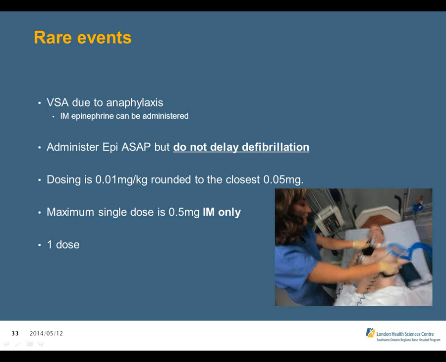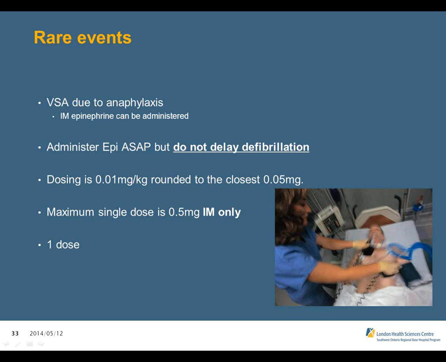We can give IM epinephrine to those who have anaphylaxis and become VSA. Again, do not delay defibrillation for that. Just in summary, you're going to give 0.01 milligrams per kilogram, round to the closest 0.05 with a maximum single dose of 0.5 milligrams. And this is going to be given through the IM route.